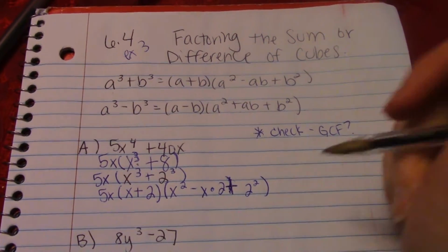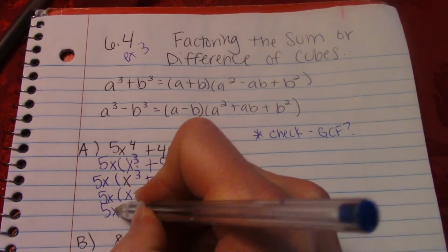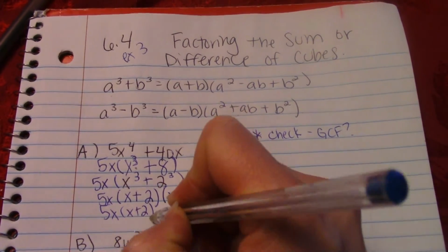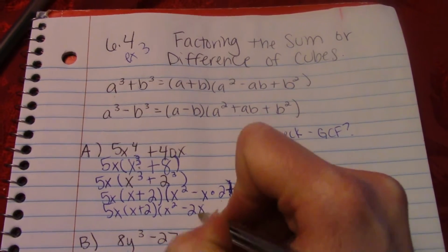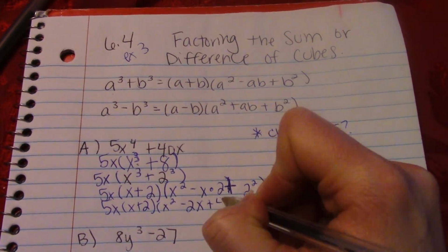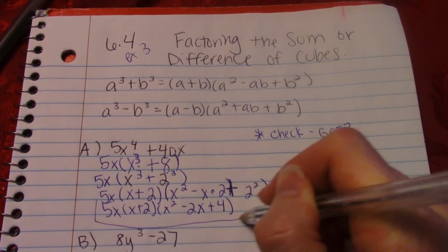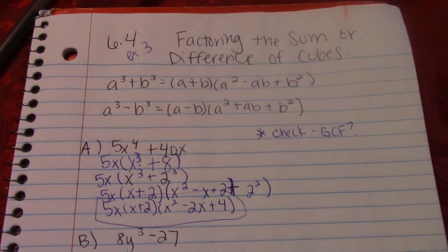And we need to simplify. So 5x, x plus 2, x squared. That should really be written as minus 2x. And 2 squared is 4. So that one is our answer.